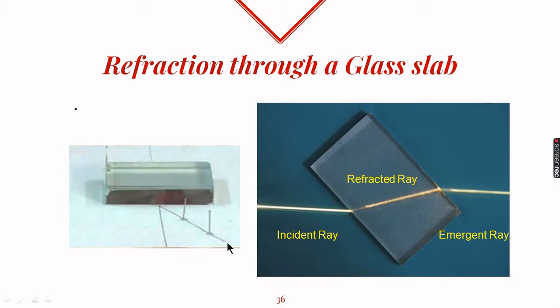the normal. So these three rays are called the incident ray. Inside the slab it will be the refracted ray, and the ray that comes out of the slab back into the air will be called the emergent ray.